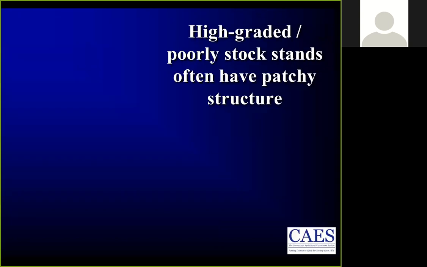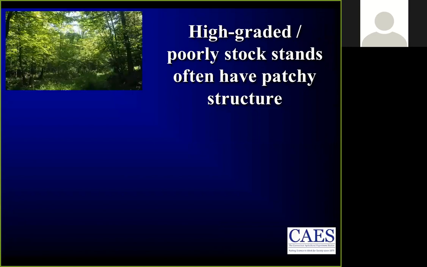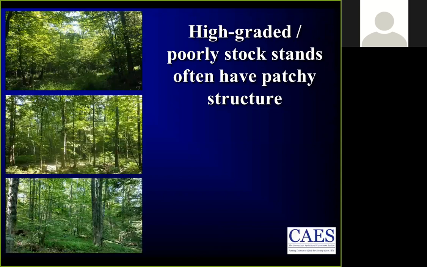Here's the problem, though, as I showed before in that orange stand: high-graded, poorly stocked stands often have very patchy structure. They'll have some areas with no large trees but some regeneration, some areas where they just left behind junky poles, and some areas where you might have some larger trees, or the larger trees are hit with things like beech bark disease. So you have very different stand structures, and you really want to consider possibly having a different prescription for each one.